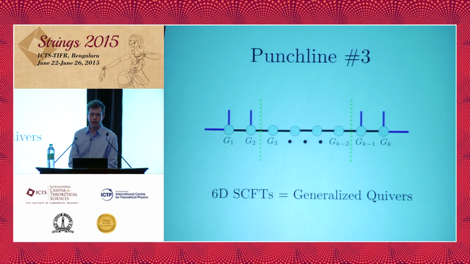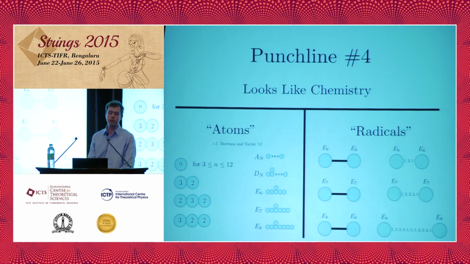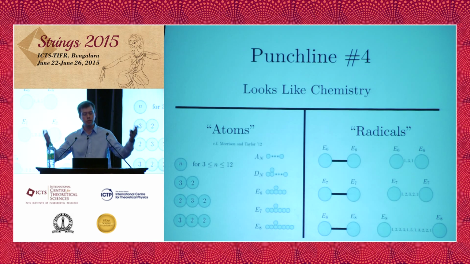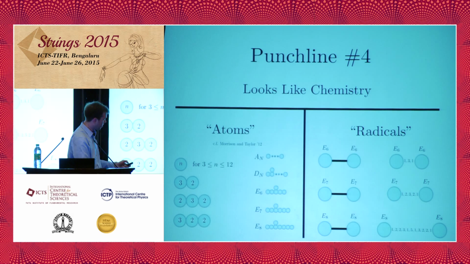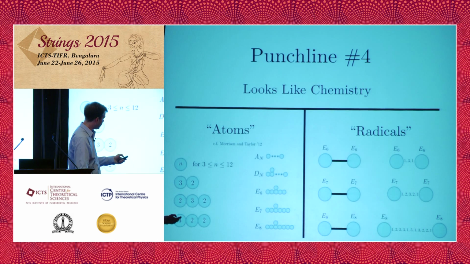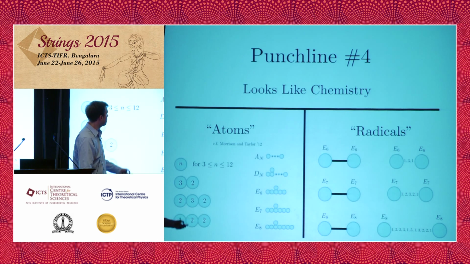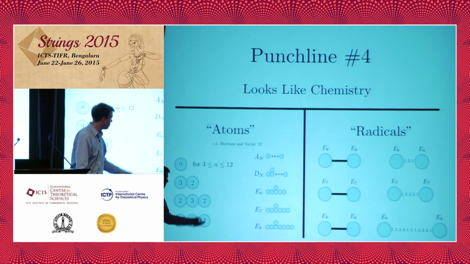OK, punchline number 4, how you actually build these things can be phrased in terms of a chemistry-type analogy. Basically, everything gets built out of very small building blocks, and then those building blocks can be used to iteratively build up bigger and bigger structures. So the atoms of the picture are these smaller configurations, these blue blobs. These are going to be, in the geometry, various types of CP1s. And then here are also the (2,0) theories. And then these blue blobs are going to be glued together by links or radicals that go between them. So what we're going to be seeing is that you build up this giant spine by taking these blue blobs and gluing them together in this way by the radicals.